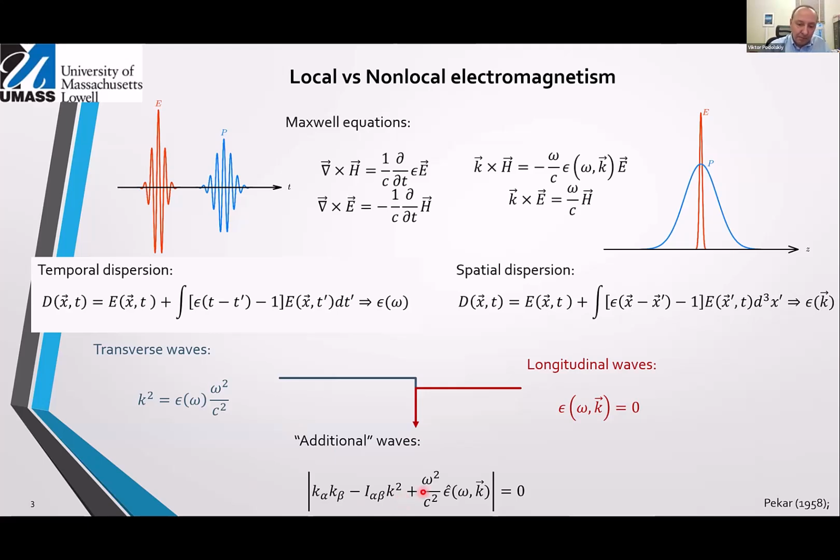The key point to remember is that if now there is a k dependence in epsilon, you get an equation that is not biquadratic, but of a higher order. And the higher order of the equation means that you have more waves. And so those are the additional waves that I'm going to be talking about throughout this talk. And I'll get to several realizations of these waves, first in metamaterials and then in actual materials. And the waves in actual materials we're going to be calling primordial waves.